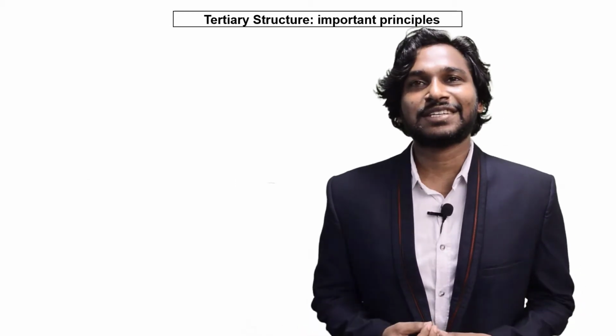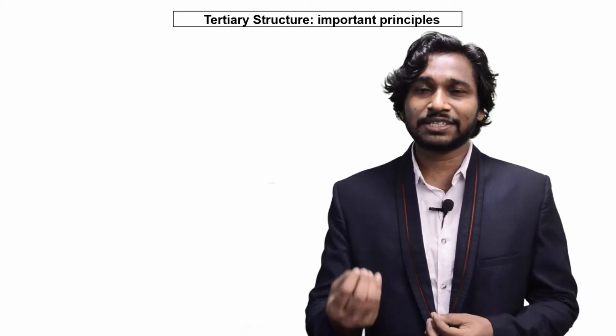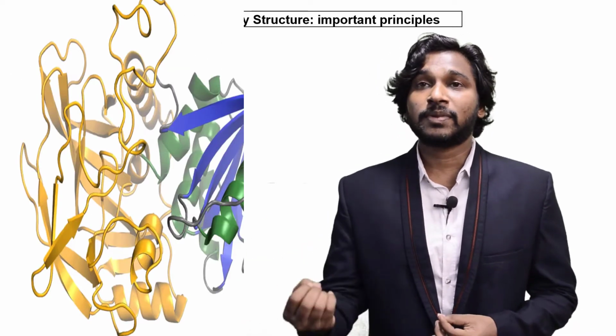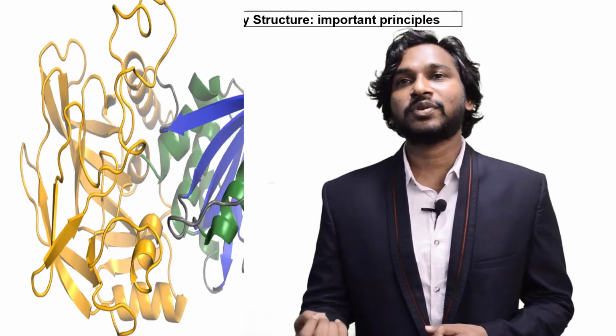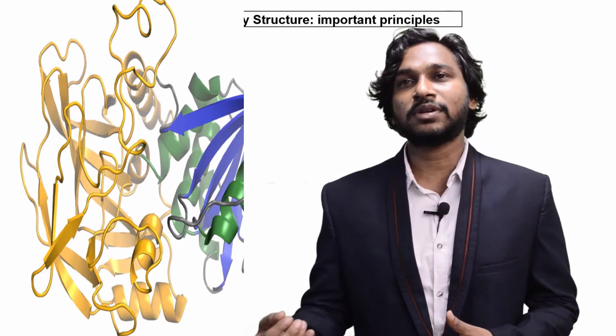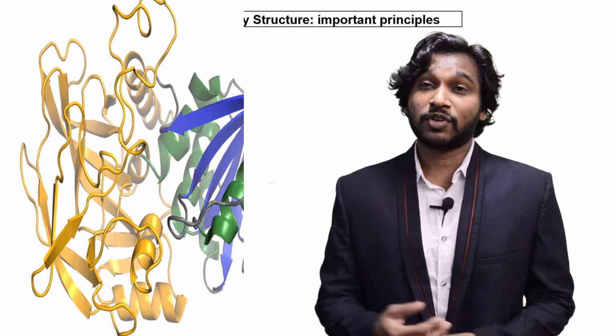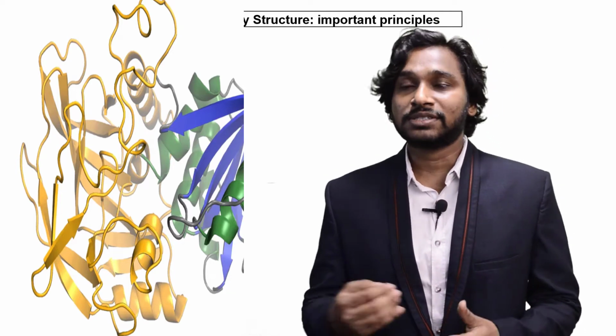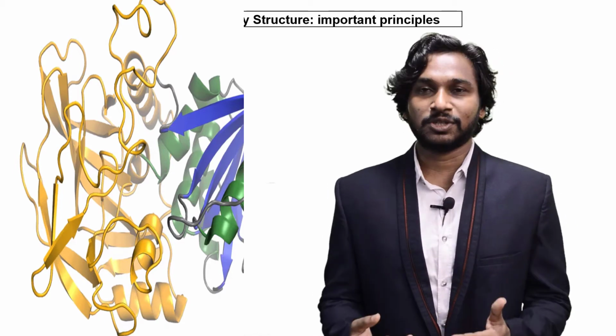The tertiary structure has some important principles. The secondary structures form wherever it is possible, where the environment favors the secondary structures to form into a motif or a domain. That means due to the formation of a large number of hydrogen bonds, the secondary structure forms wherever it is possible.